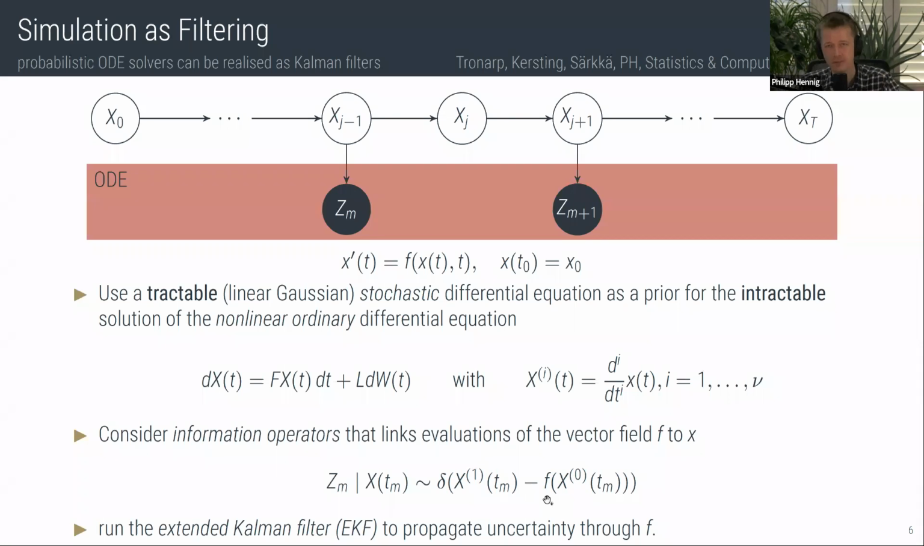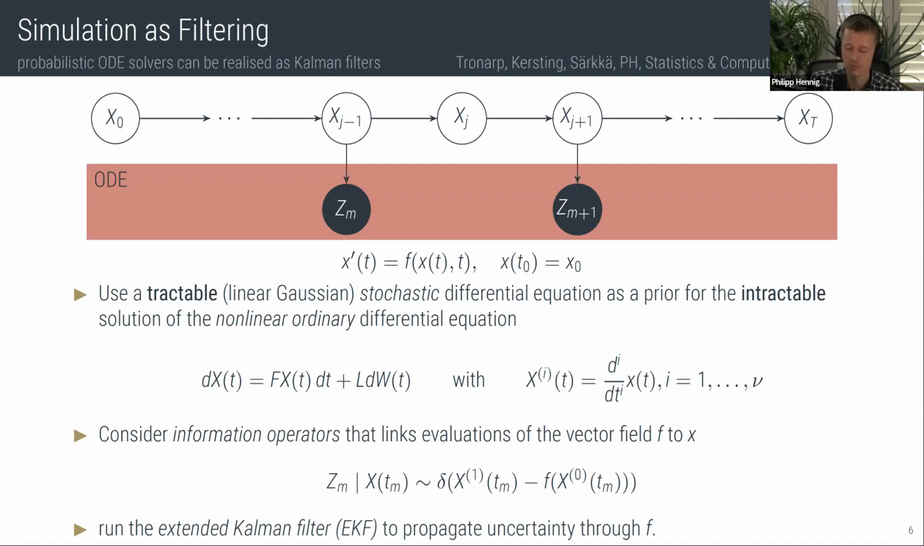So what we do is we approximate f with a linear function, for example, using automatic differentiation, or a quadratic function, or any higher order polynomial, if you like, right? Typically, we do it up to a linear sense, and that then gives rise to the so-called EKF1 algorithm, so the extended Kalman filter of first order.